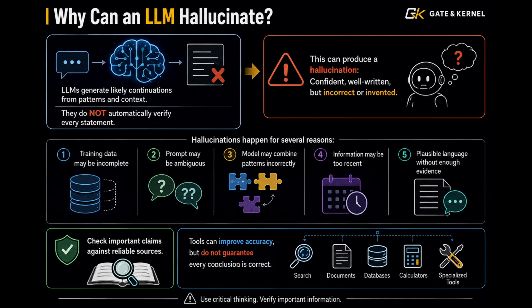For example, the model may know that a person, a company, and a technology all exist, but incorrectly combine them into an event that never happened. This is why important claims should not be judged only by how fluent or confident they sound. They should be checked against original sources, official documentation, reliable news organizations, research papers, real data, and trustworthy databases.